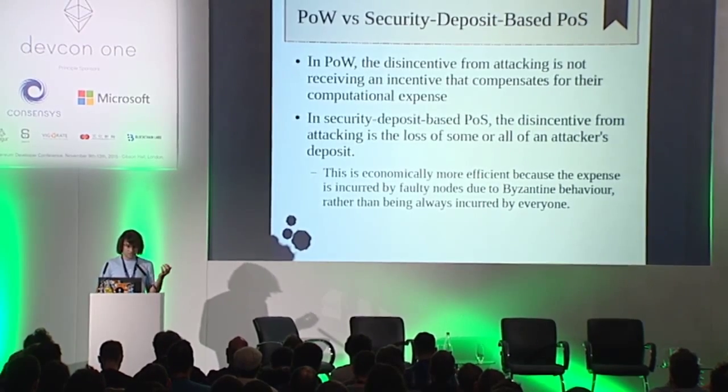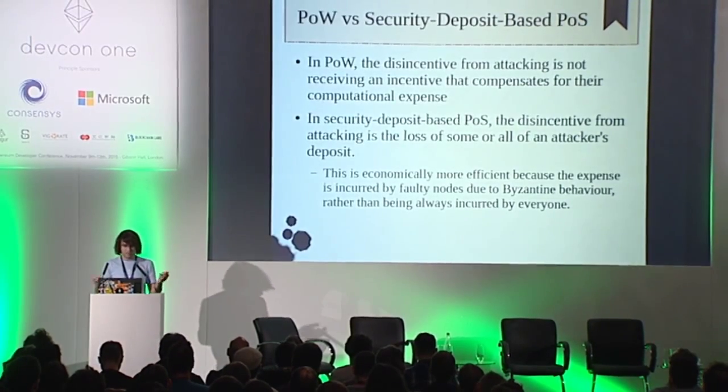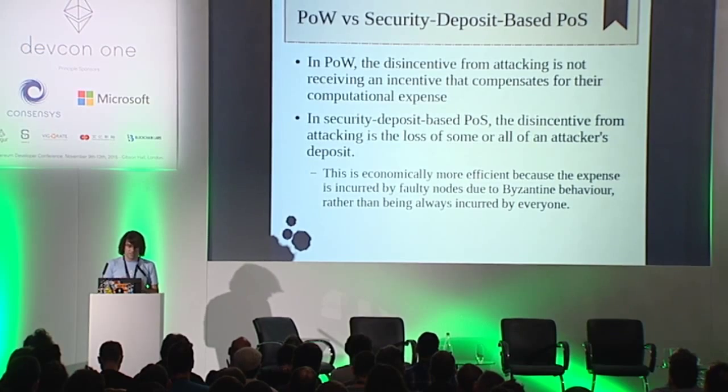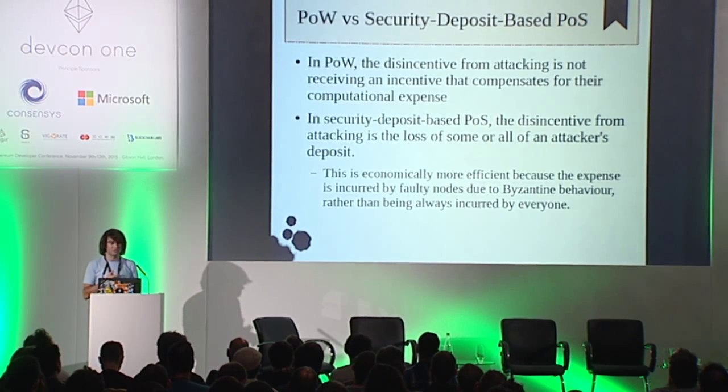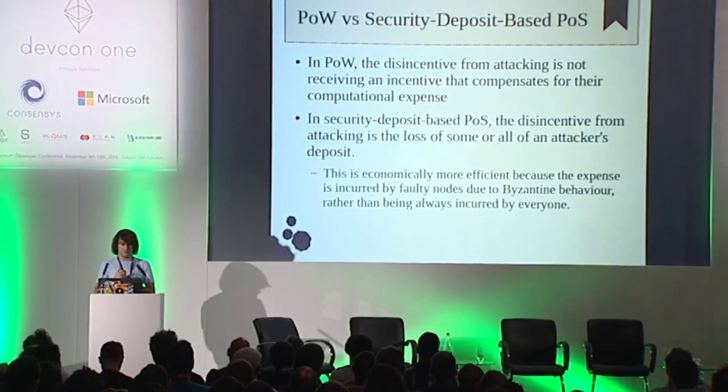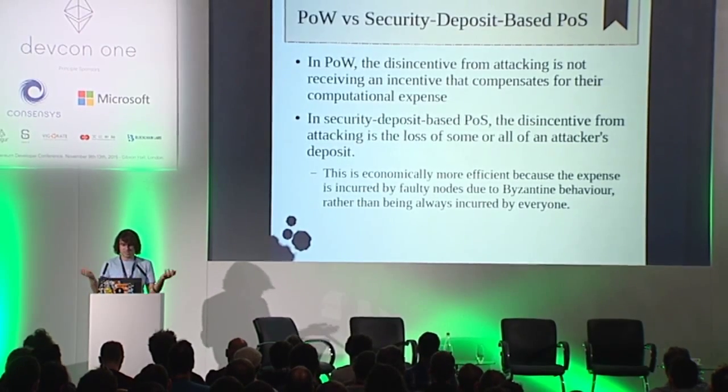So in proof of work, the disincentive is basically not receiving an incentive which compensates you for your computational work. In security deposit-based proof of stake, the disincentive is basically just a forfeiture of their security deposit.